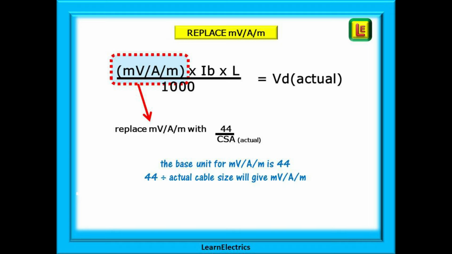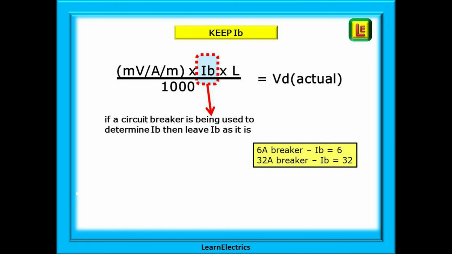So if we had 2.5mm cable, 44 over 2.5 would be 17.6. In the regs book it is rounded up to 18. For 10mm cable, 44 divided by 10 is 4.4, the same as the regs book. So that's our first replacement, and most crucially, we don't need the book anymore, just 44 divided by the cable size. Now look at IB.